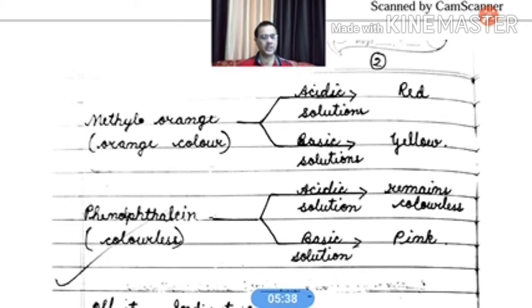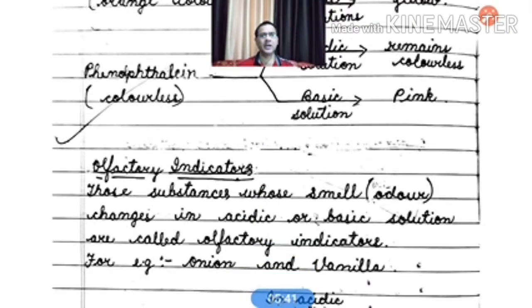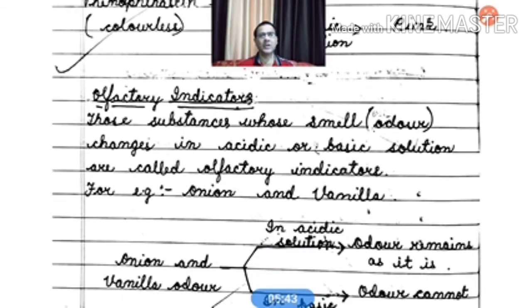Now we come to another point, and that is olfactory indicators. What is the meaning of olfactory indicators? Olfactory indicators are also a type of indicator which give an idea about the acid and base. And the word olfactory means it is related to smell.